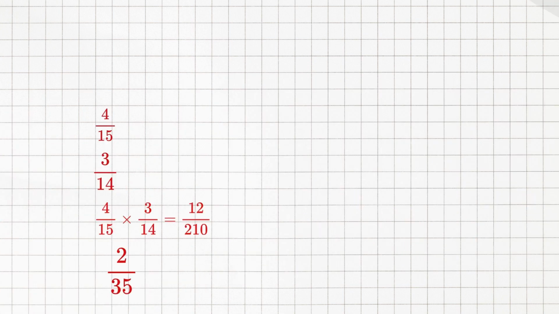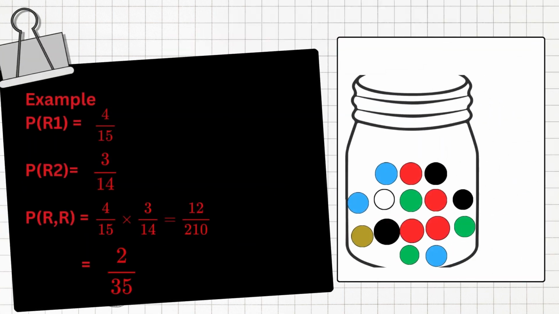So let's look at the solution. The probability of picking the first red counter will be 4 over 15, which is the number of red counters that I have divided by the total number of counters that I have in the jar.